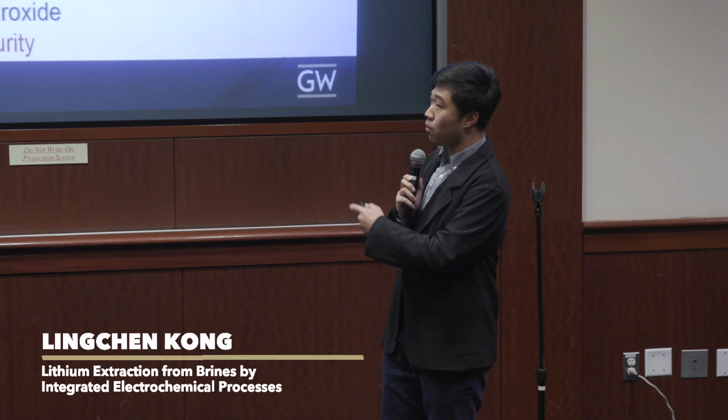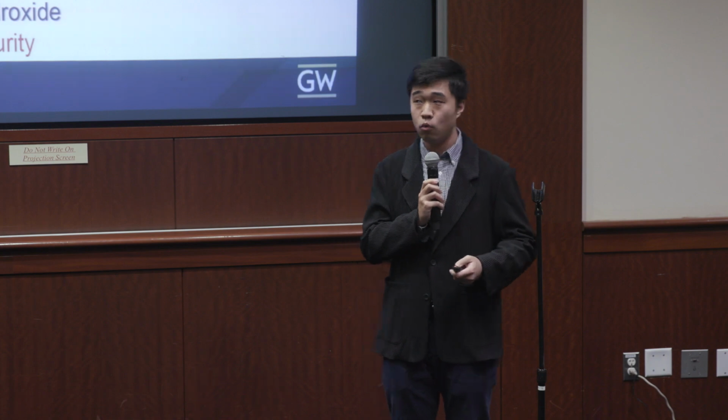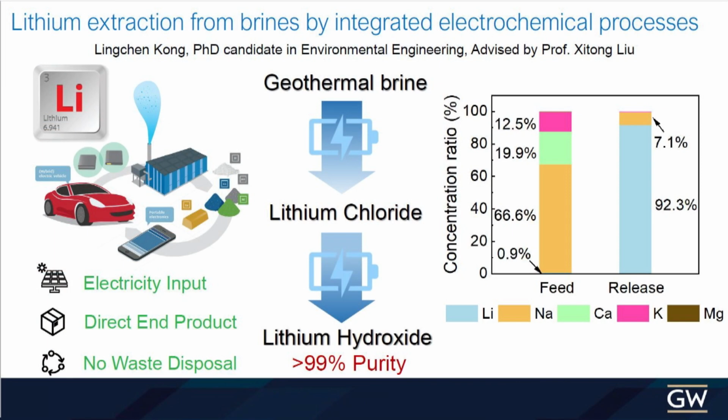And from our experimental data, we fed in synthetic geothermal brine, in which lithium only takes 0.9% in the influent. And after extraction, we can produce lithium in the effluent at over 92%. And with further purification and lithium hydroxide production, finally we can produce 90% lithium hydroxide.